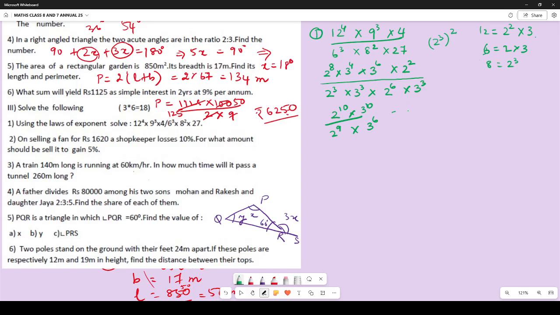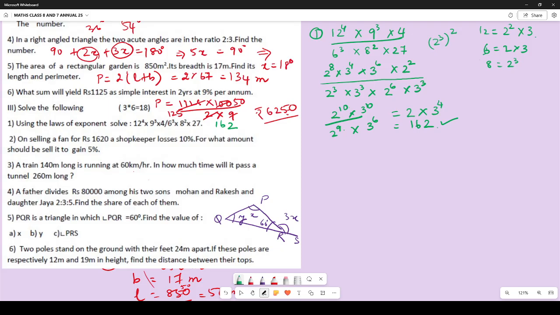So what do we get over here is 2 to the power 1. 10 minus 9 is 1. 10 minus 6 is 4. 3 to the power 4. 3 to the power 4 is what? 81. So 2 into 81 is equal to 162. That will be your answer. Okay. So the answer here is 162.